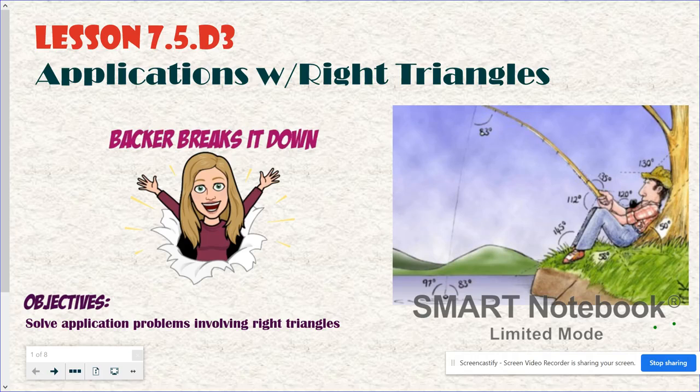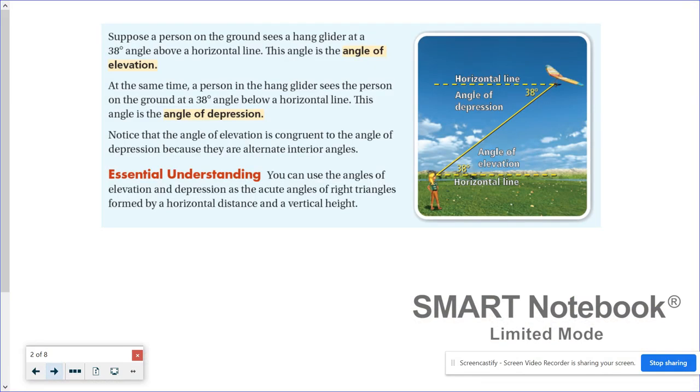In today's episode, we are going to look at some applications involving right triangles. We're going to create equations using our right triangle trig ratios, sine, cosine, and tangent. And many of our problems are going to involve angles of elevation or angles of depression. So take a look at this diagram here.